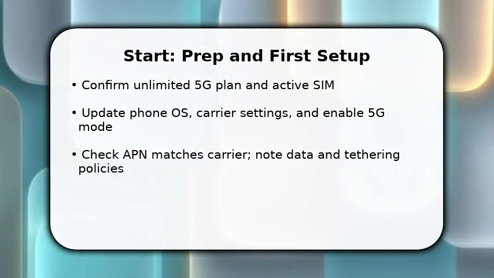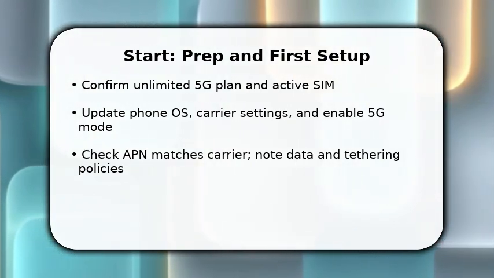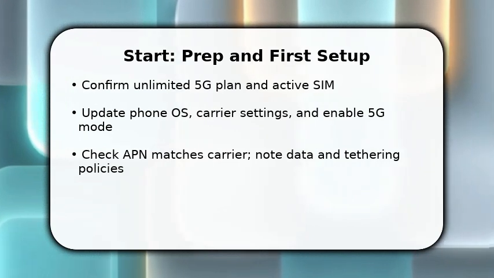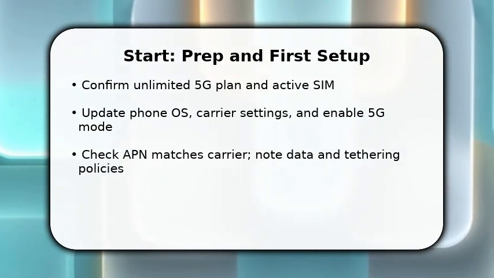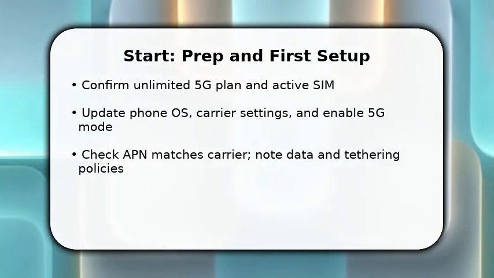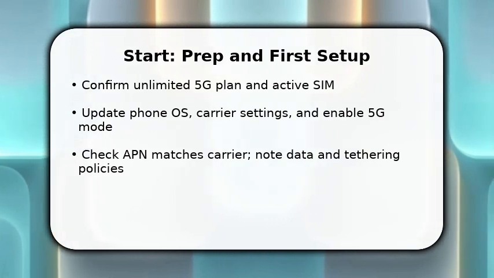Then switch network mode to 5G/NR in settings. Make sure the APN values match the carrier profile. Mismatches can throttle or block data. Now you're ready to configure sharing and optimization steps without wasting time.